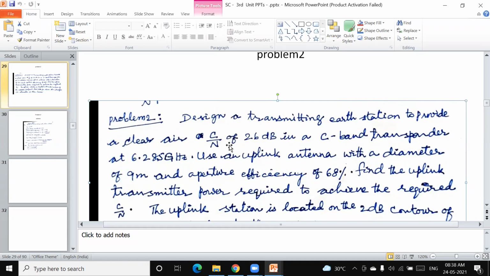To obtain the carrier to noise power ratio of 26 dB in a C-band transponder operating at 6.25 gigahertz. This is one statement: the C by N ratio is fixed, and it is operating in the C-band. Further, you need to design the transmitting earth station for this. Use an uplink antenna with a diameter of 9 m and an aperture efficiency of 68 percent. Find the uplink transmitter power. Here you need to calculate.